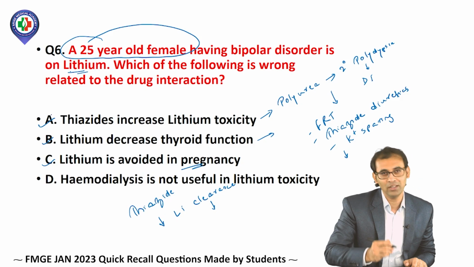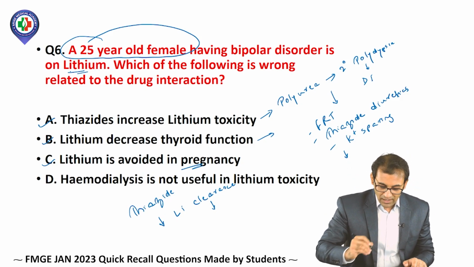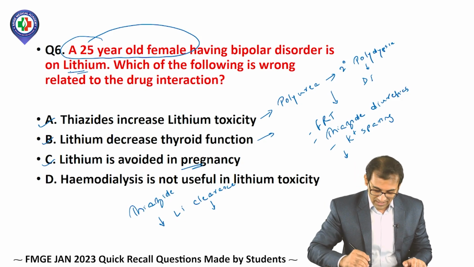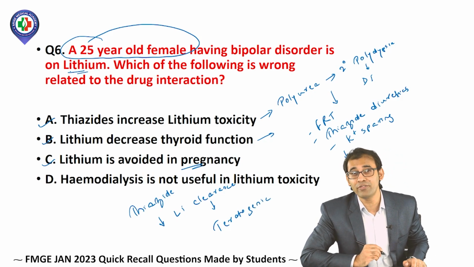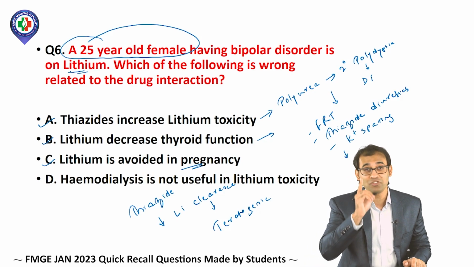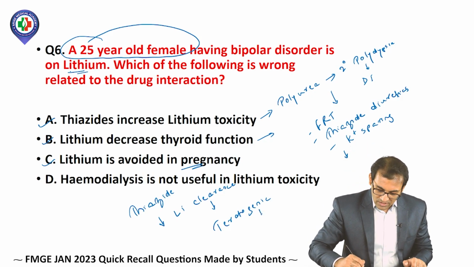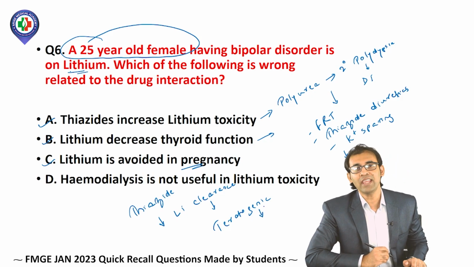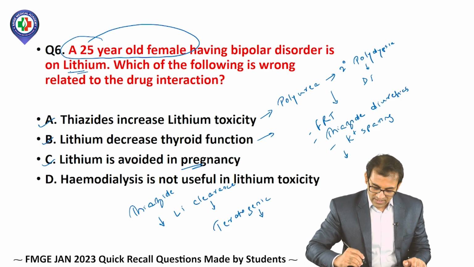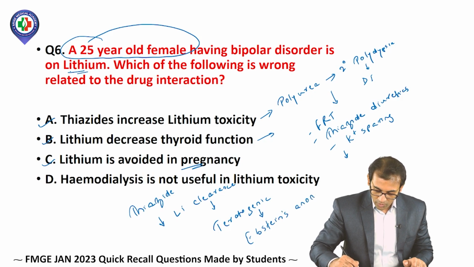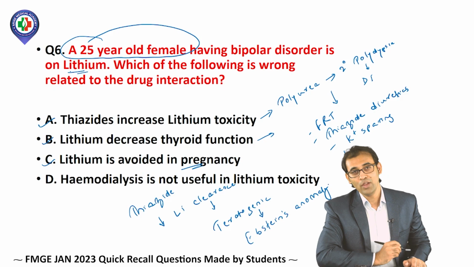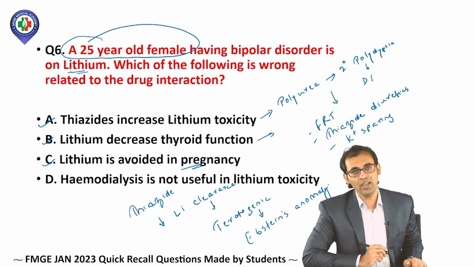So option number A, this is also correct. Option number C, lithium is avoided in pregnancy. Yes, lithium is a teratogenic drug, and especially it should be avoided in the first trimester of pregnancy when there is organogenesis. Because of lithium, there can be a defect in the heart. There will be a disease which is called Ebstein's anomaly. So yes, lithium is avoided in pregnancy.